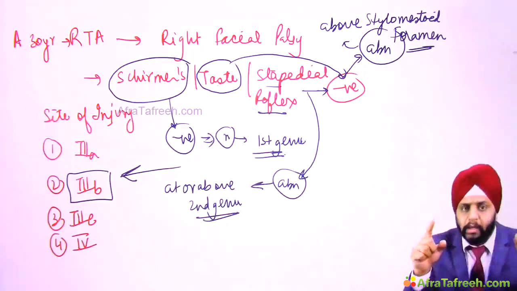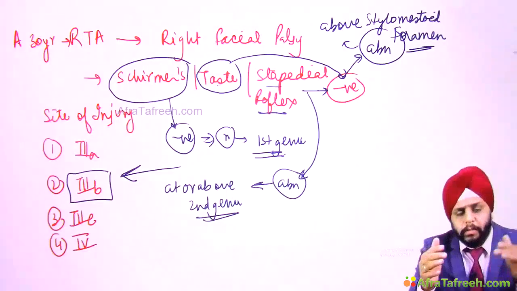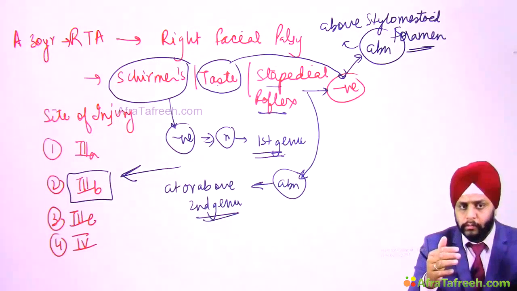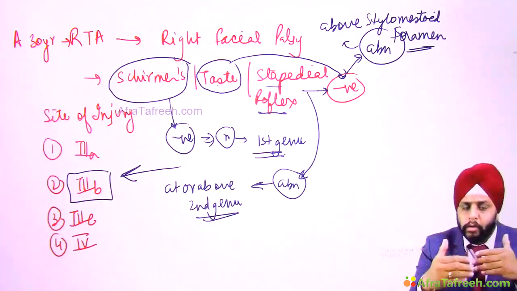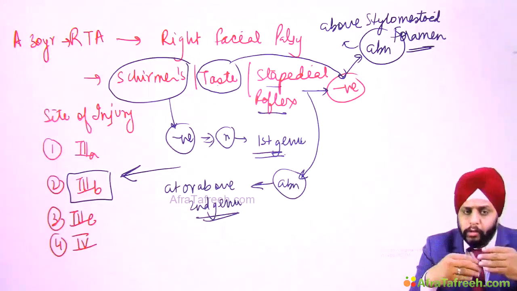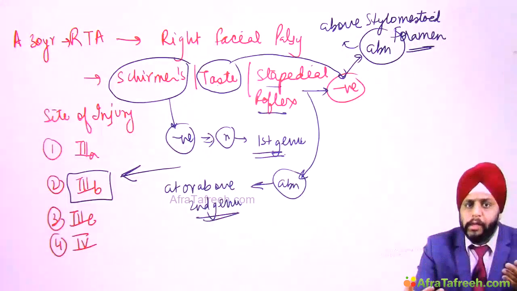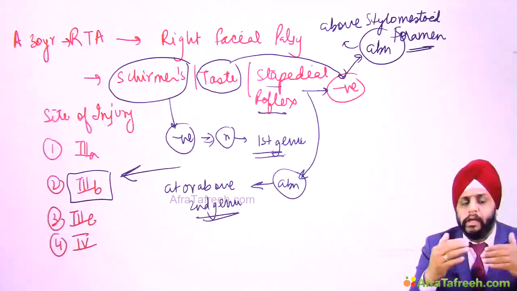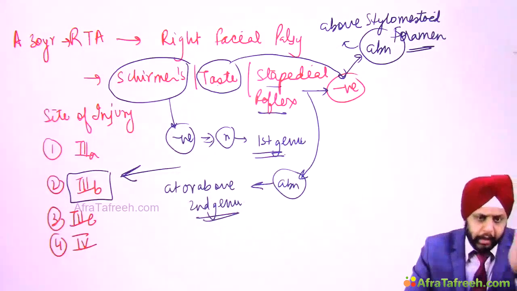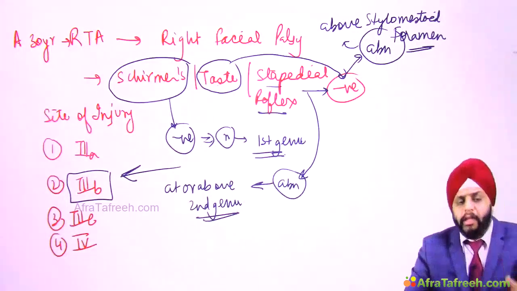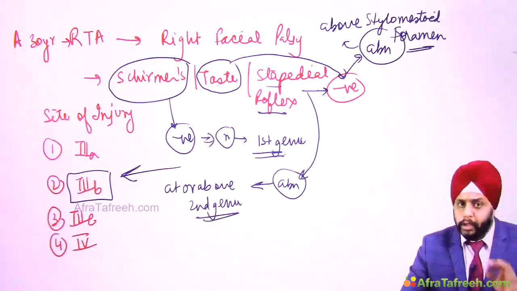So when we look at the remaining tests, we know Schirmer's test was negative, so it cannot be the injury above the first genu. Alright. So it can be segment 3B or it can be segment 3C. We already know stapedial reflex test is negative. That means the injury is above the second genu, it is in segment 3B. So anywhere the facial nerve is damaged, the remaining following tests will be affected. Just remember that.